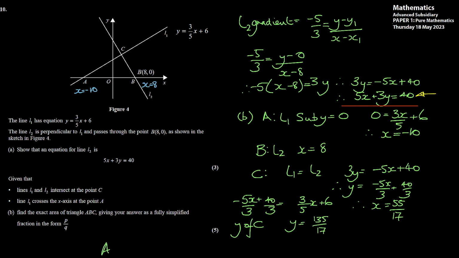So the area of ABC is equal to half the base, and the base being from negative 10 up to 8, which is 18, multiplied by our height of 135 over 17. And this is equal to, and they want it in the form of a fraction p over q, we get 1215 over 17. And that's the answer.